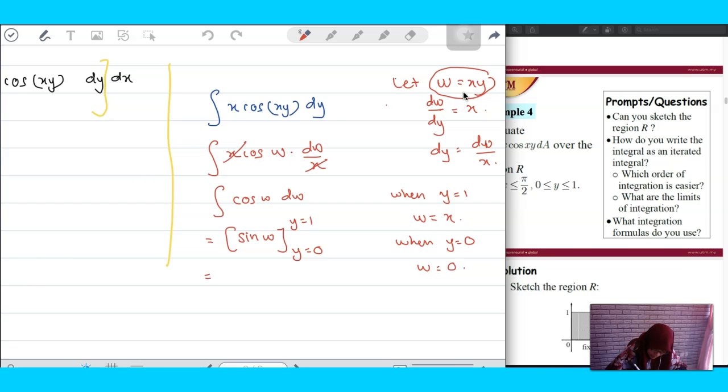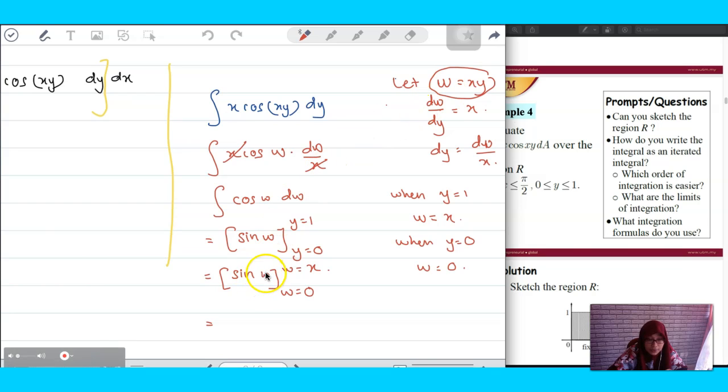So now your new interval is w equal to 0 to w equal to x. Okay, so when you solve that, in this case, your w here is equal to x. So you will have sin x minus sin 0. So this one is 0, and your answer is sin x.